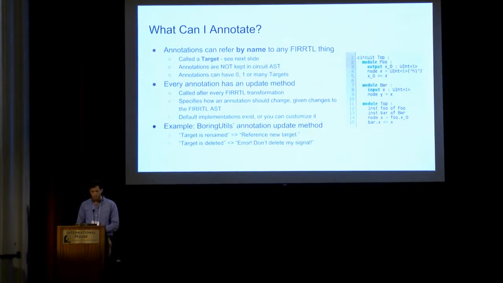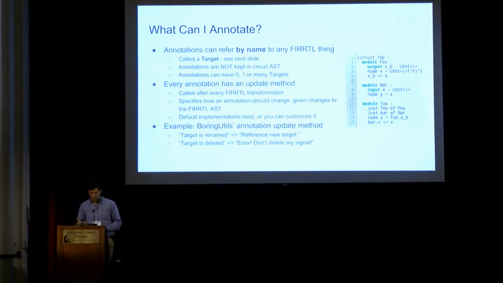But it's important that, as Schuyler said, annotations are not kept in the circuit AST, and because of that, they can have 0 targets, 1 target, many targets, etc. So you can have these multi-target annotations that hold all the metadata you want, and that actually turns out to be very powerful. The other thing that we do is every annotation has an update method, which is called after every FIRRTL transformation. So what this does is it specifies how this annotation should modify itself given changes to the FIRRTL AST. Okay, so what does that mean?